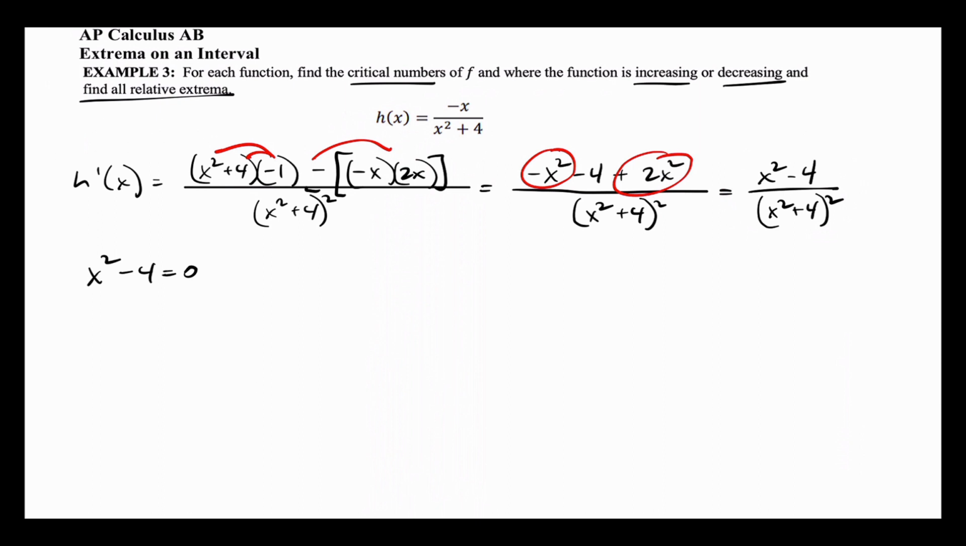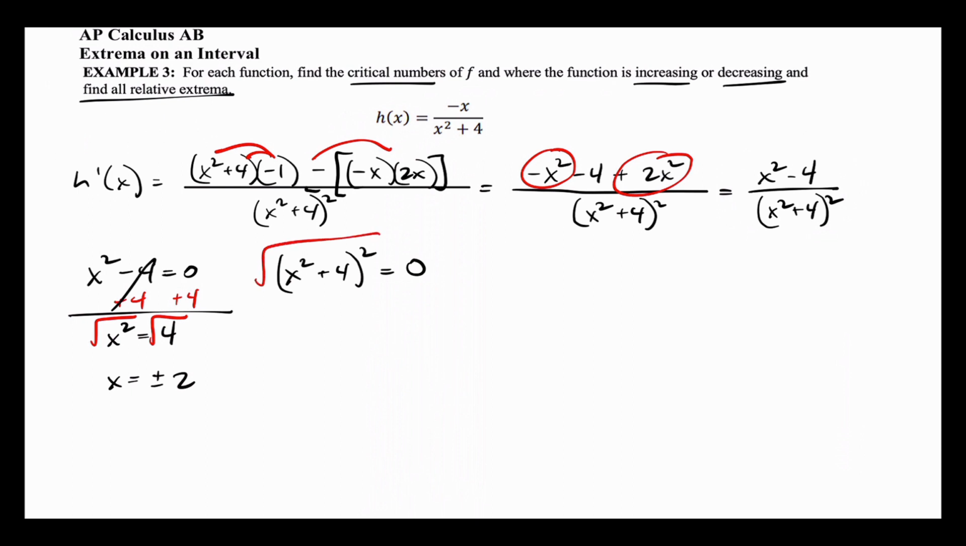So I'll do the top first. I want to know where it's 0 and where it's undefined. That means the top is equal to 0 and the bottom is equal to 0. So I get x squared equals 4, square root, positive 2, negative 2. Okay, set the bottom equal to 0. Okay, take the square root of both sides.